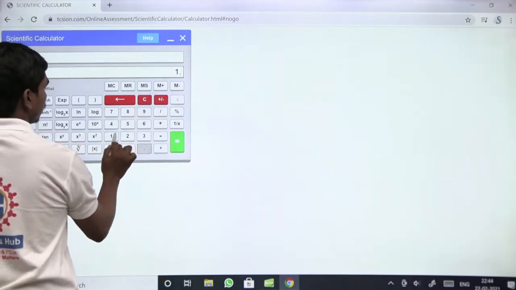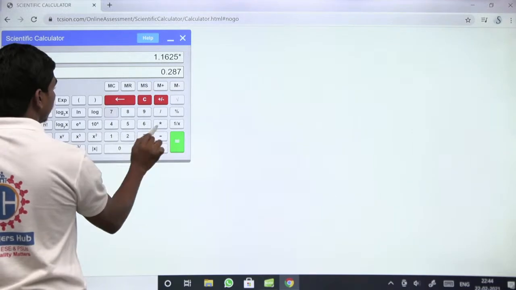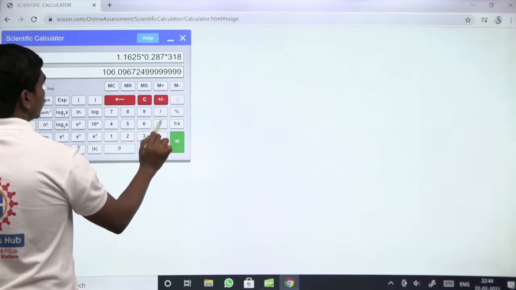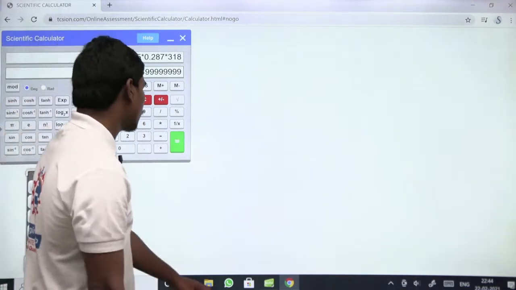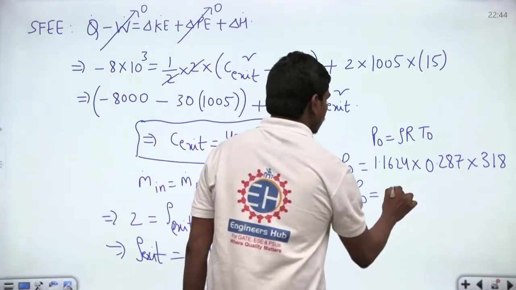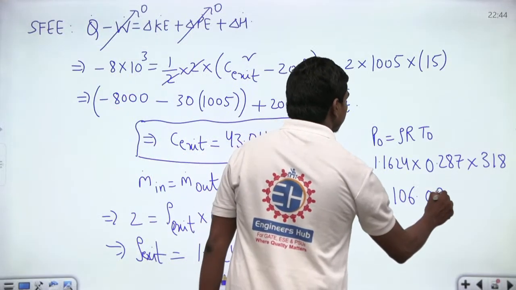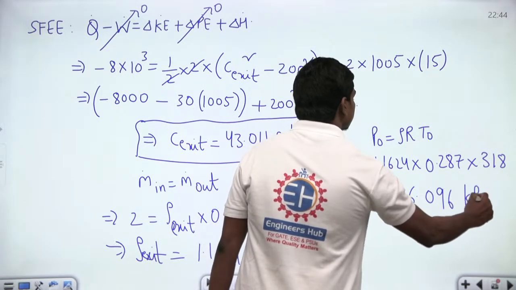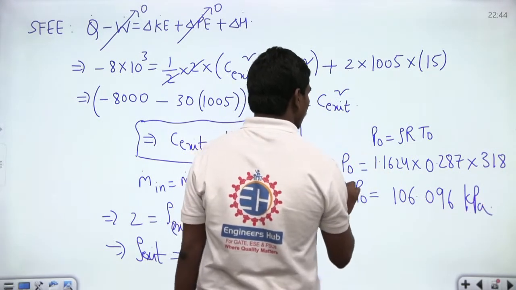1.1625, let us take 1.1625 into 0.287 into 318 Kelvin. So this is 106.096, okay, so 106.096 kilopascals. So this is the exit pressure of the diffuser.